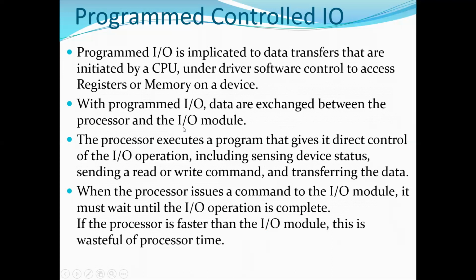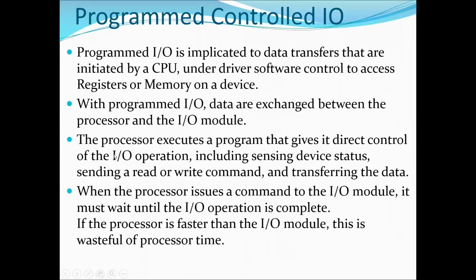CPU monitoring only. The processor executes a program that gives it direct control of the IO operation, including sensing device status, sending read or write commands, and transferring data. So all these will be governed by the processor. When the processor issues a command to the IO module, it must wait until the IO operation is complete. So until the IO operation has been completed, the processor has to monitor the whole operation.